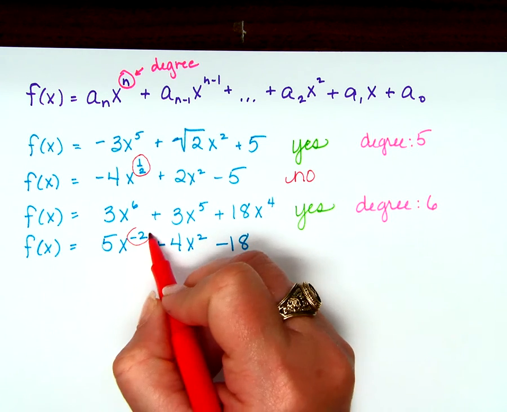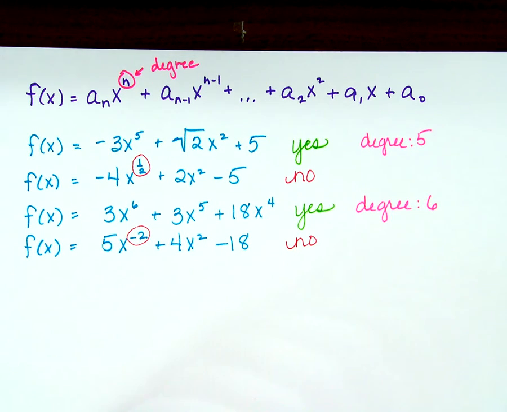Because of the negative 2, that is not a polynomial. And because it's not a polynomial, we don't care what the highest exponent is, right? Okay.